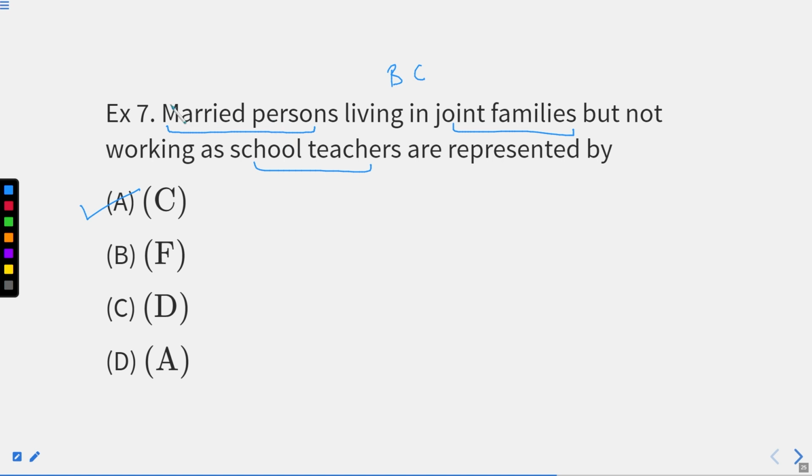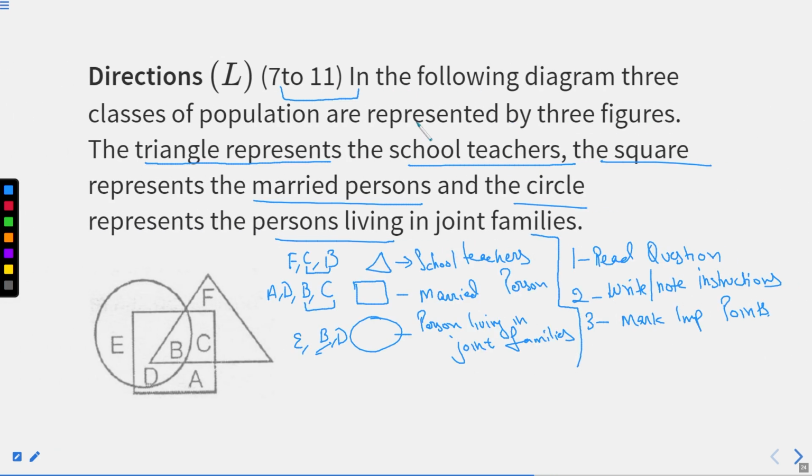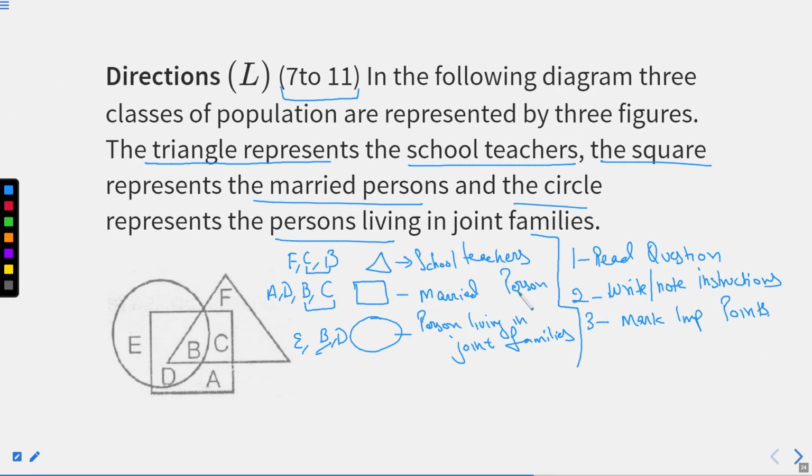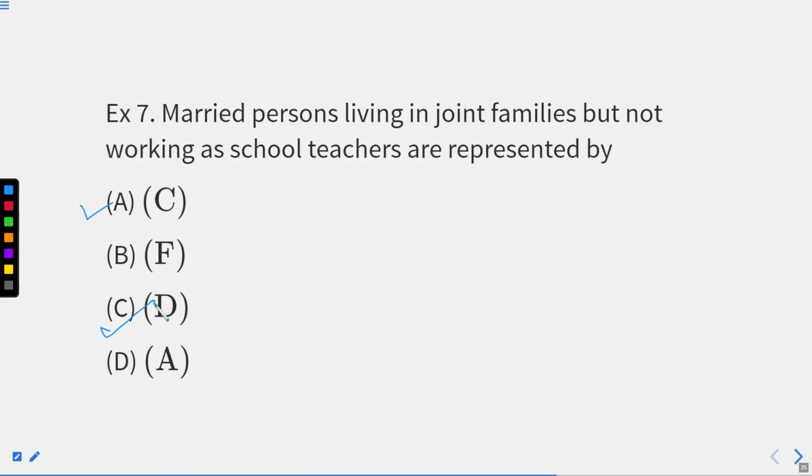Okay, I will reread this question. I think I have made a mistake. I'll change it, right? Married person living in joint family. So what is common here now? That is only B and D. So B and D are the married persons living in joint family, but not school teachers. B is a school teacher, D is not, right? So D will be your answer instead of C. I hope now this question is clear, right?